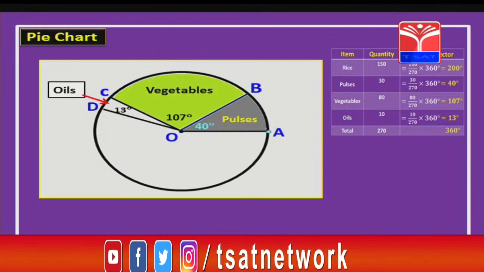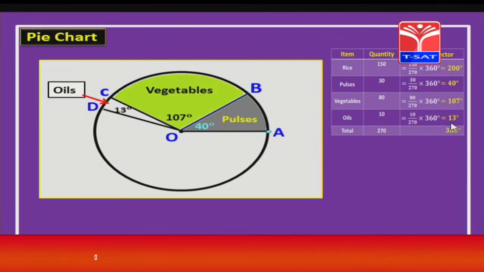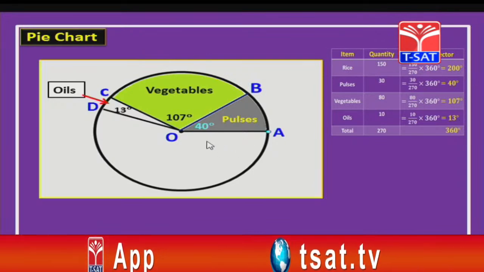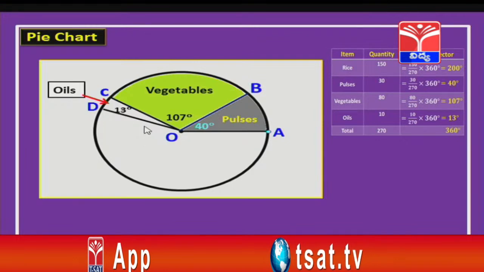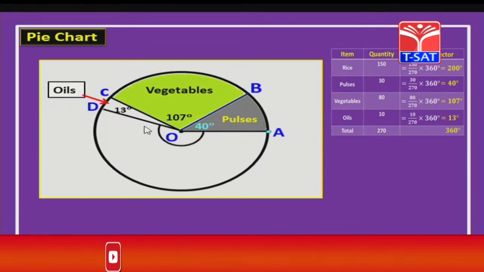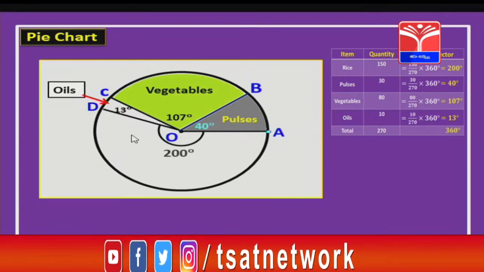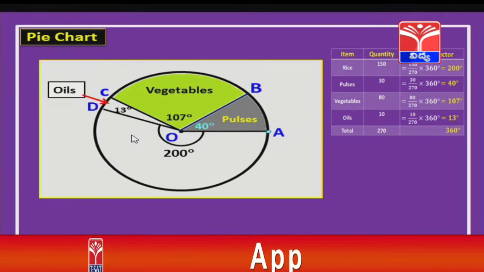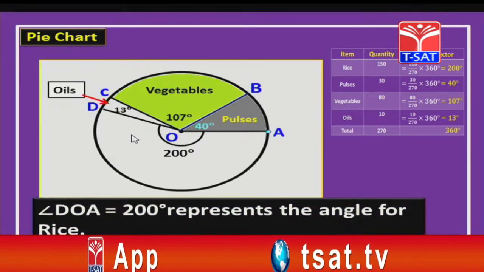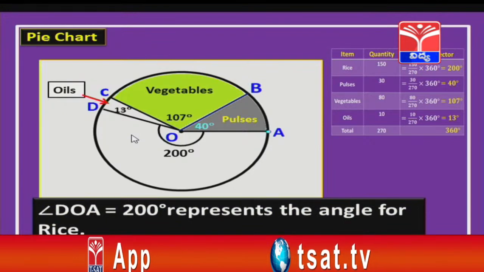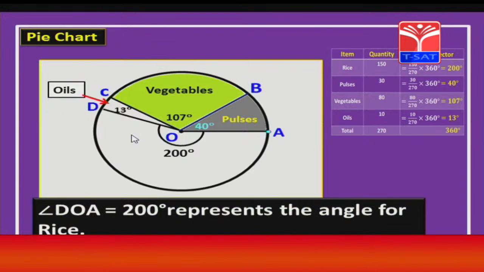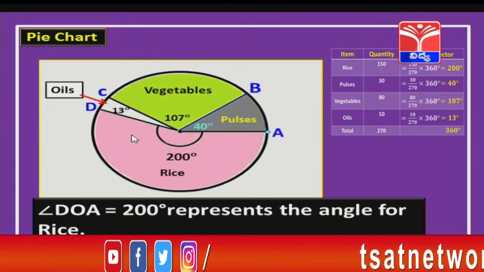Now all the 3 are over. Actually, there are 4 angles, we have completed 3. Once these 3 are over, what is left? 200. That means this entire angle, that is angle AOD, which I marked using this arc, is 200 degrees. So, you do not have to mark 200 degrees using a protractor. The remaining angle is 200 degrees, which is nothing but angle DOA, and this represents the angle for rice. So, let us write rice on it and color it also children.